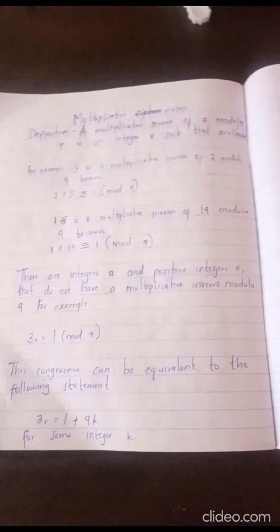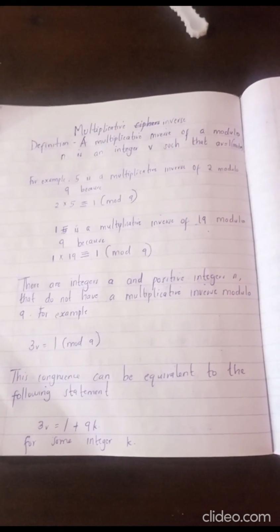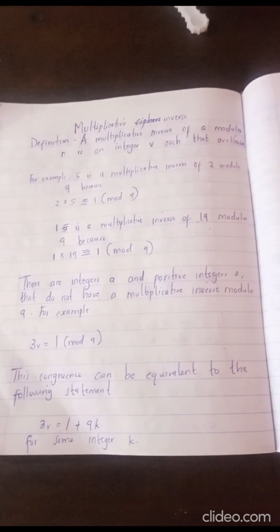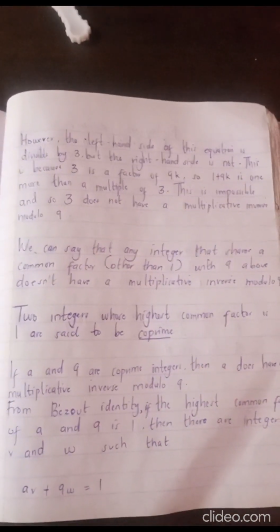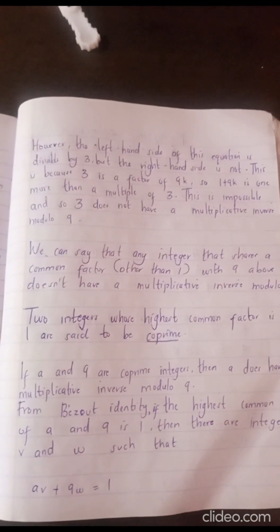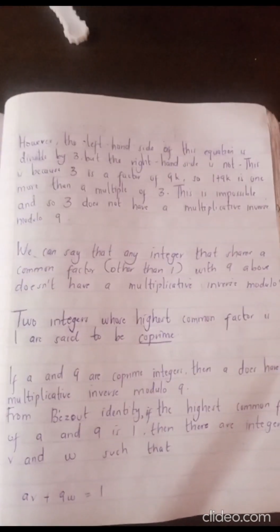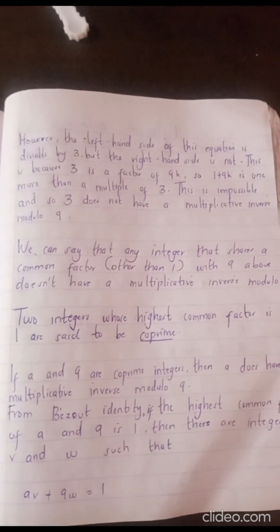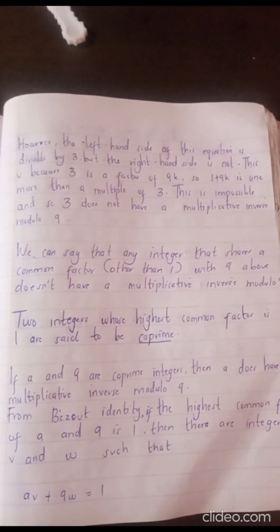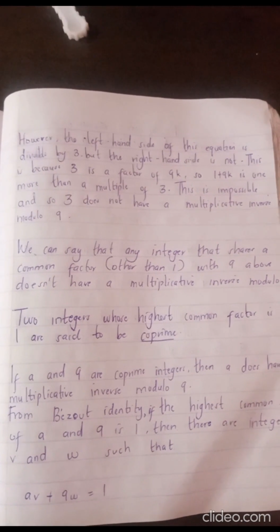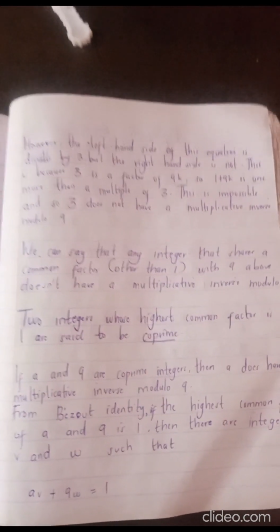For example, 3v is congruent to 1 mod 9. This congruence is equivalent to the following statement: 3v is equal to 1 plus 9k for some integer k. However, the left-hand side of this equation is divisible by 3, but the right-hand side is not. This is because 3 is a factor of 9k, so 1 plus 9k is 1 more than a multiple of 3. This is impossible, and so 3 does not have a multiplicative inverse modulo 9.